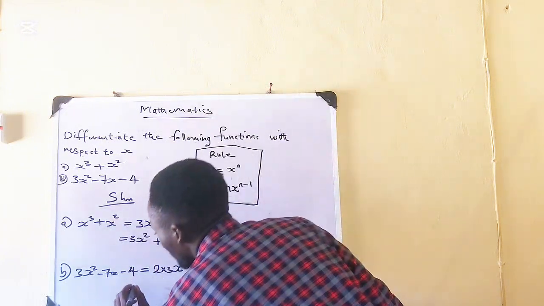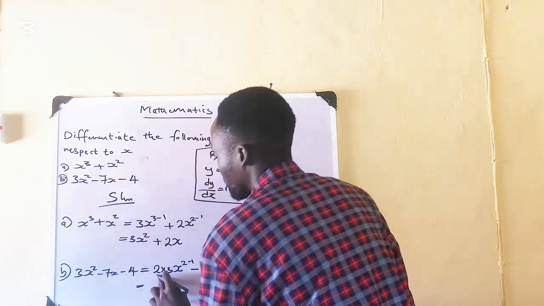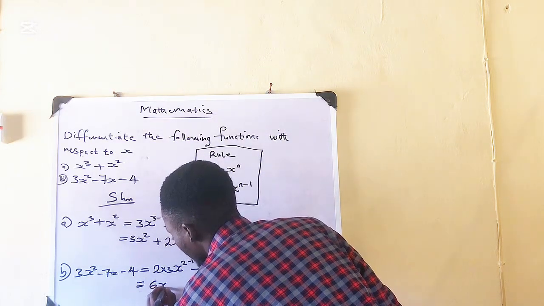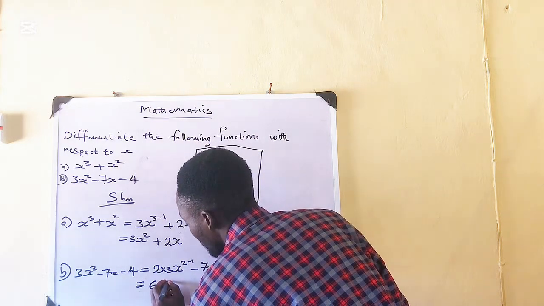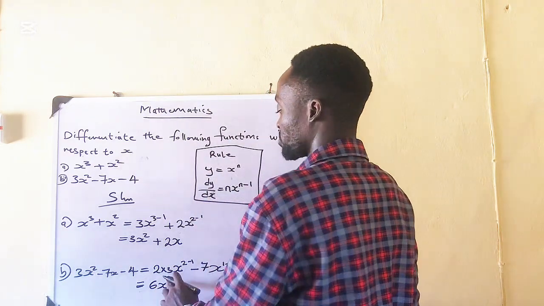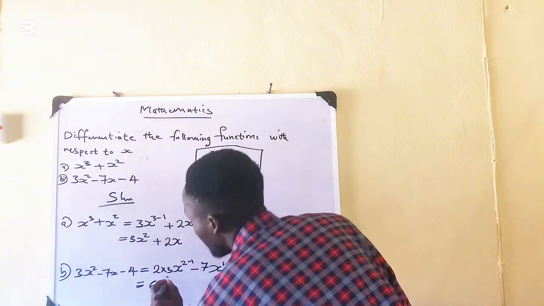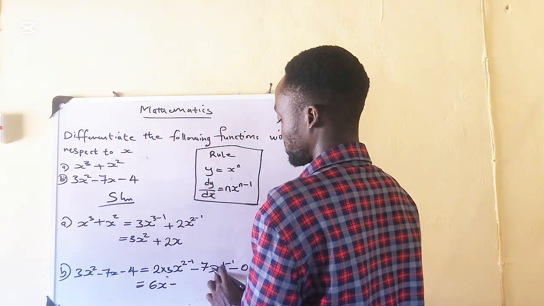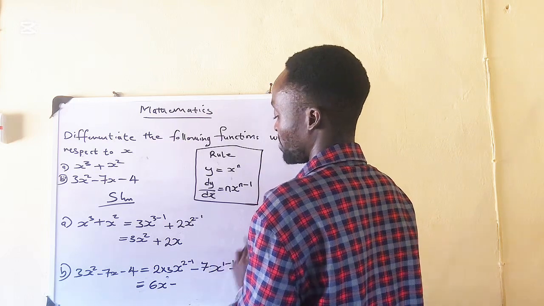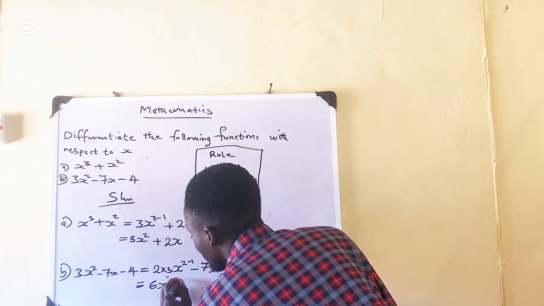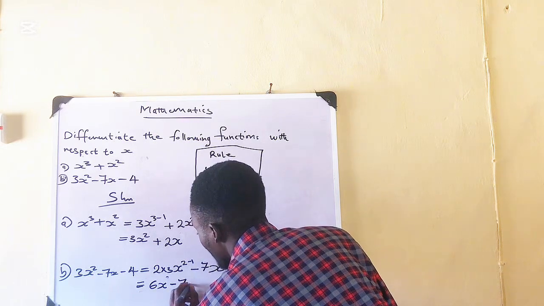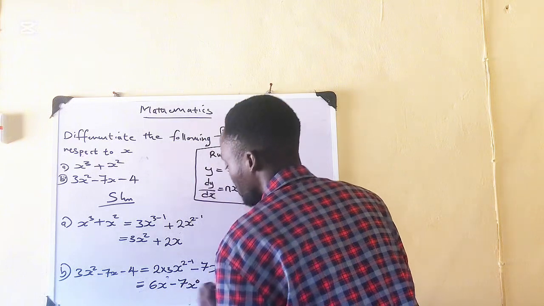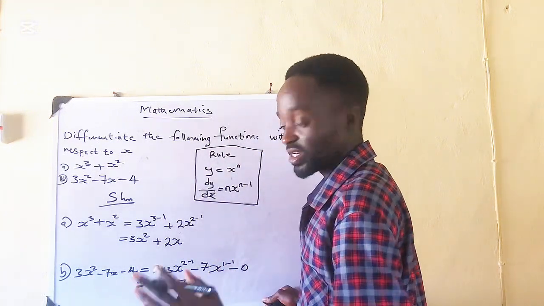So from here, we can now see that if I multiply 2 times 3, that's 6x, and 2 minus 1 is only 1. Because it's 1, I don't need to write it, I can just leave it like that. Then minus, here now we have 7x to the power of 1 minus 1. So this is going to become something like this. 1 minus 1 is 0, so that means 7x raised to the power of 0. Because this is 0, I don't need to write it.